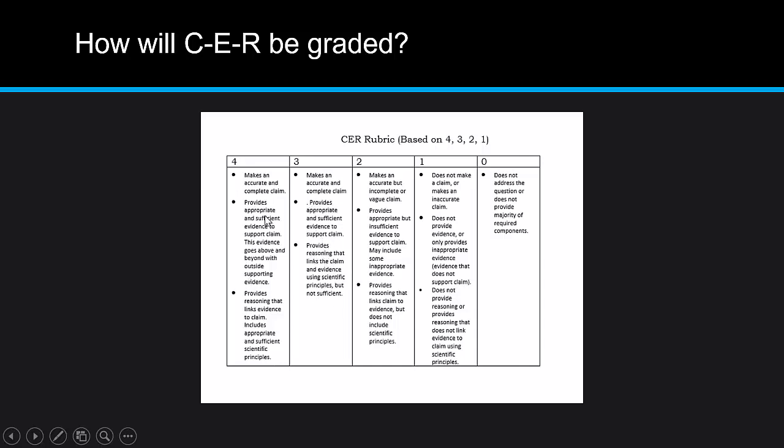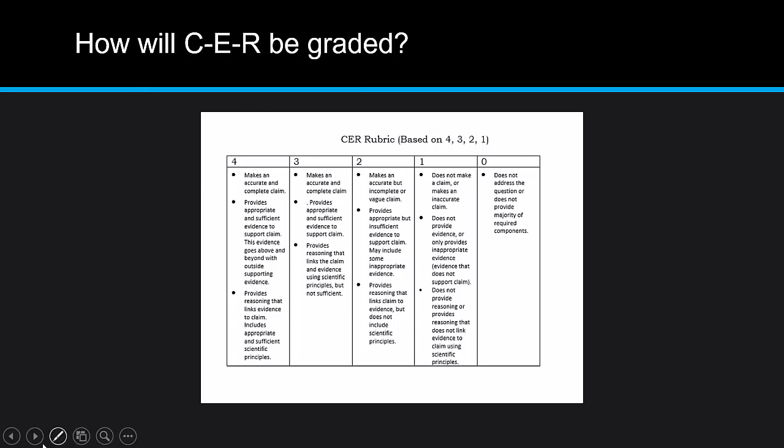Now, for you to get a 4, it's above and beyond. So this evidence goes above and beyond outside supporting evidence. You go and get some evidence. So maybe you don't know what makes a substance the same. So you go out and you look on the internet and you get some supporting data, and then you cite that. Or you provide reasoning that is above and beyond.